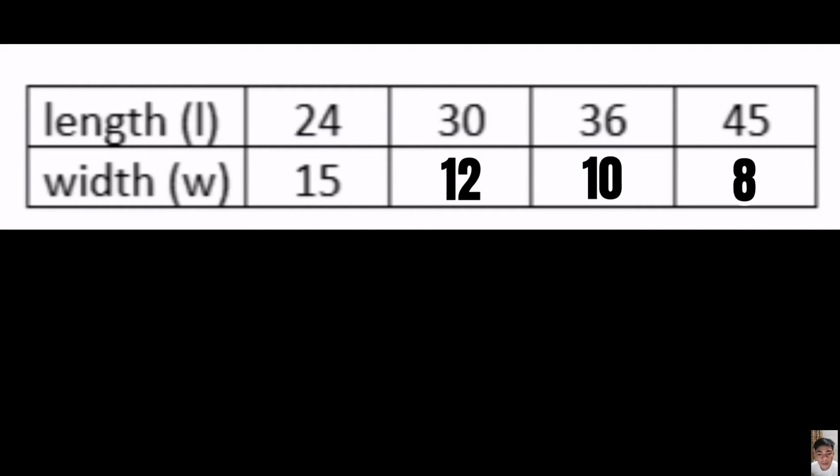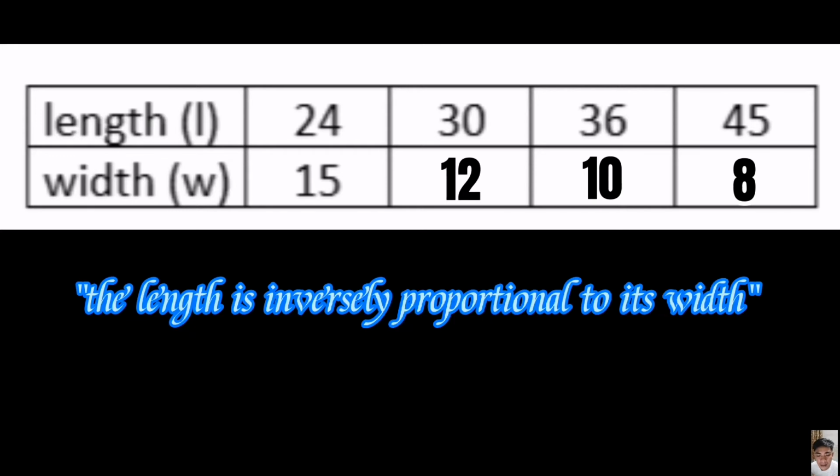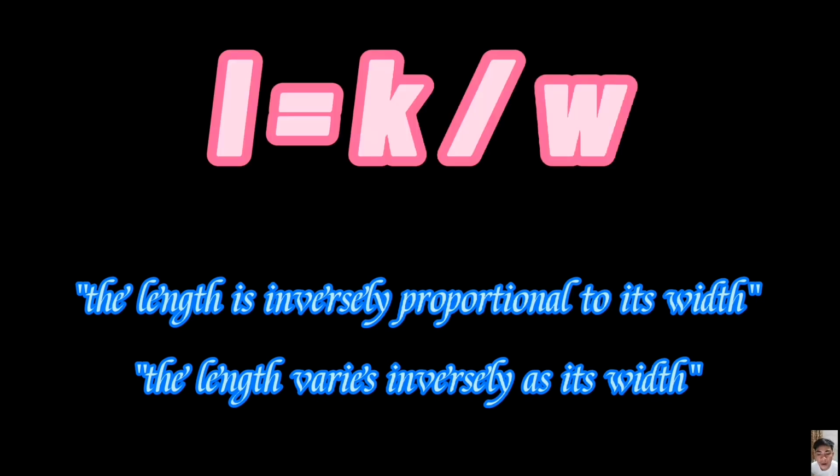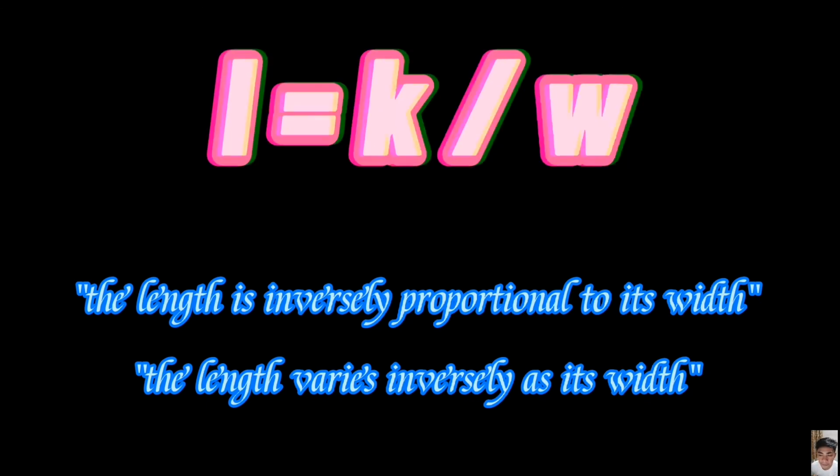And since the opposites happen between them, we say that the length of the rectangle is inversely proportional to its width, or the length of the rectangle varies inversely as its width. In symbols, we write L equals k over W, where the length is L, k is the constant of variation, and W is the width. Now let us have some exercises.